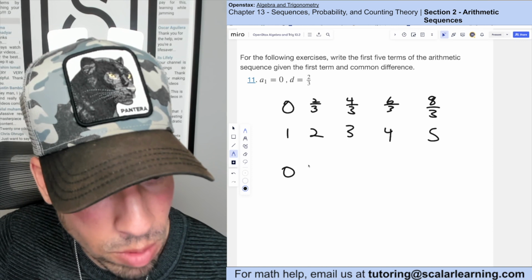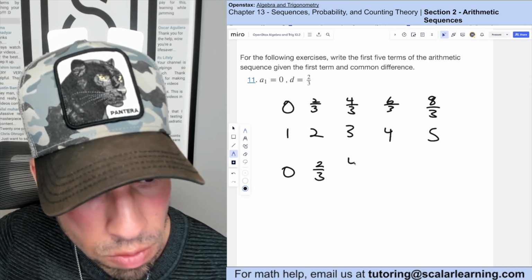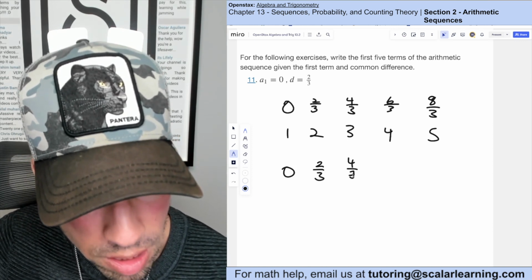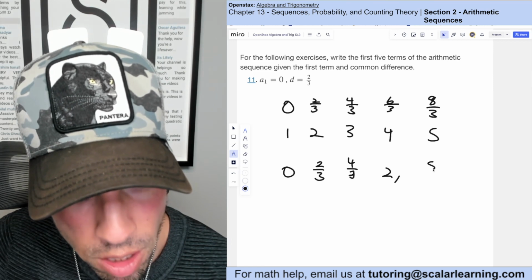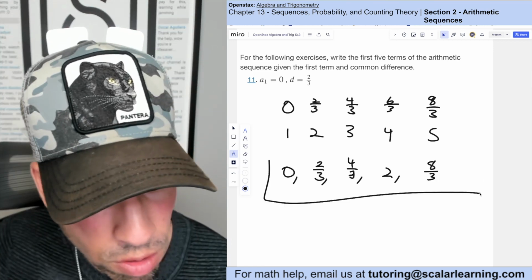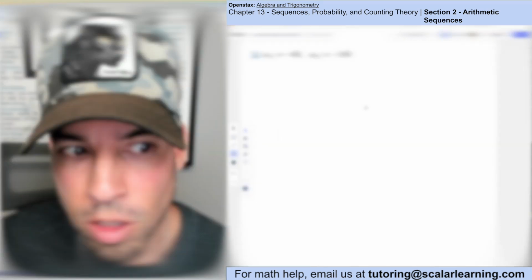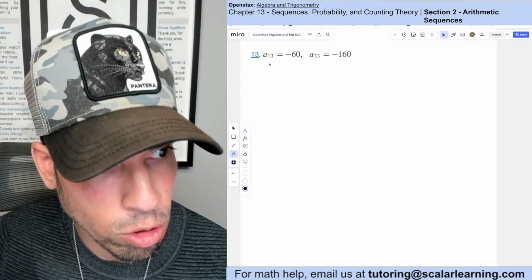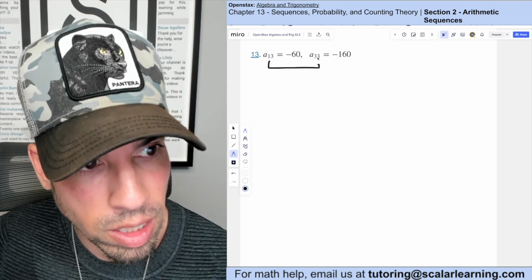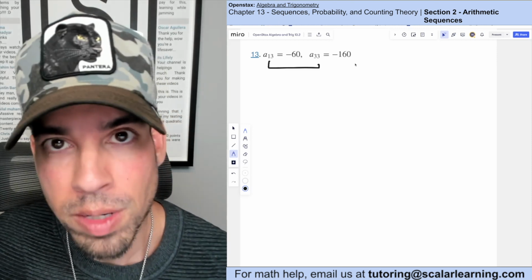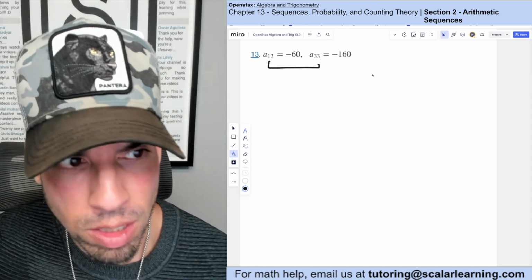So just to rewrite it, we can say 0, 2/3, 4/3, 6/3 is 2, so I'll write it as such, and then 8/3. So these are the first 5 terms. Done. So for this one, we want to write out the first 5 terms. We're only given the 13th and the 33rd term. So what we can do is use this to find the common difference. I'm going to show you how.